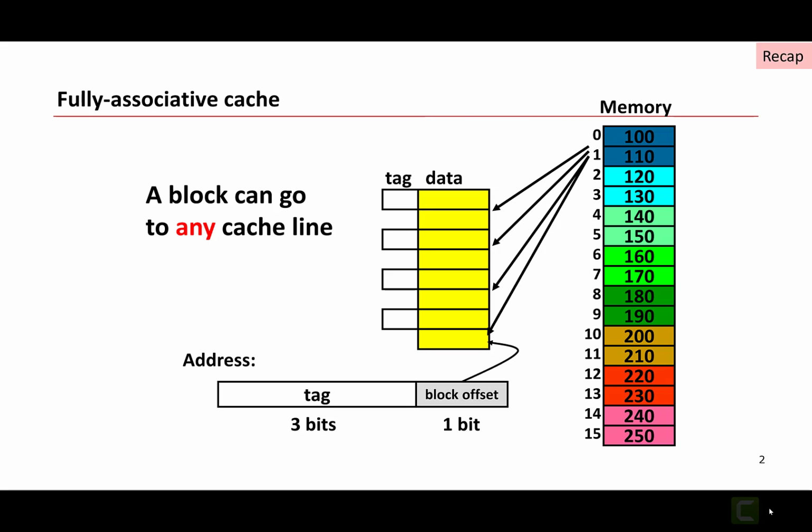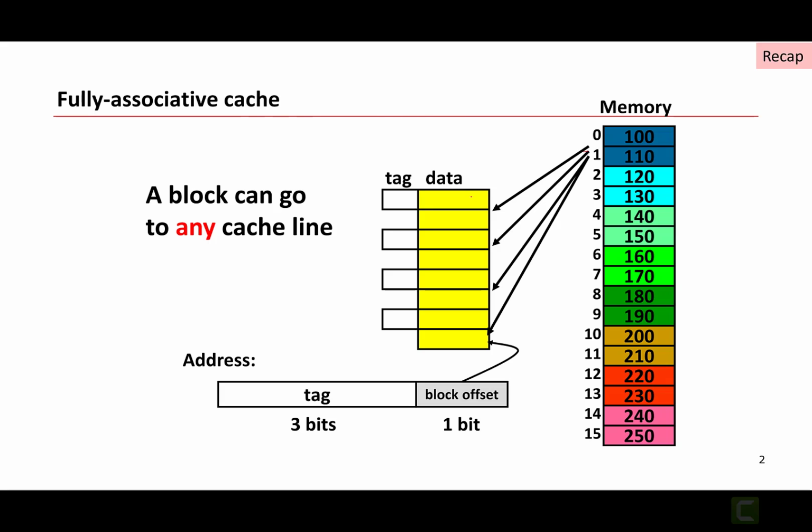Before I do that, let me briefly recap three cache designs that we went through in the last few lectures. The first one is a fully associative cache. In this cache design, a given cache block can be stored in any one of the cache lines in the cache. So for example, in this picture, I have 4 cache lines, and a blue cache block can be stored in any of those 4 cache lines.